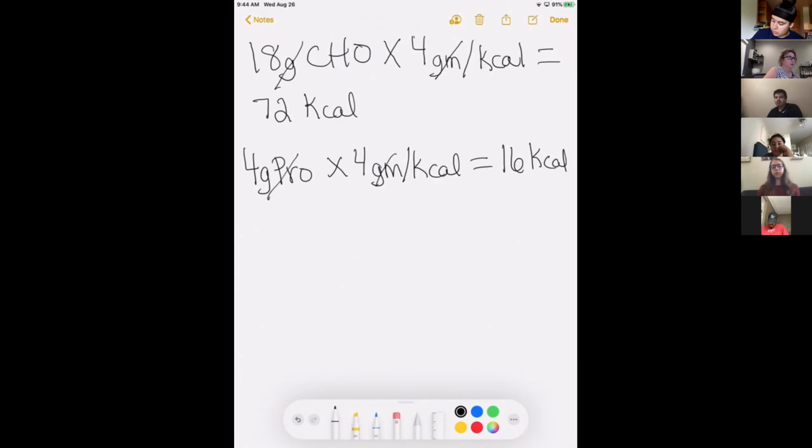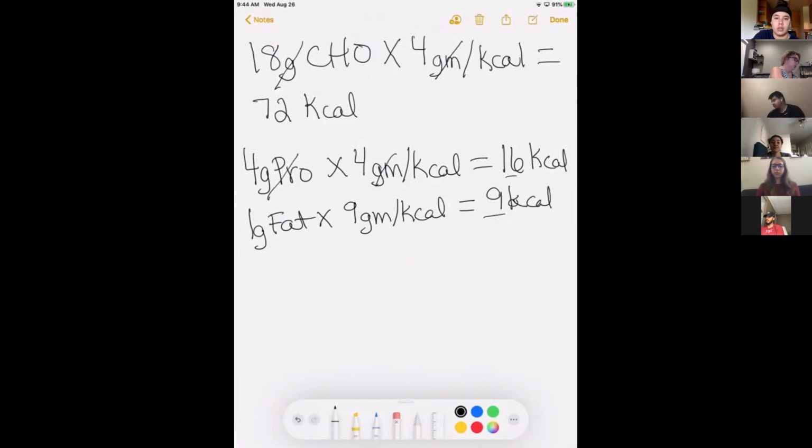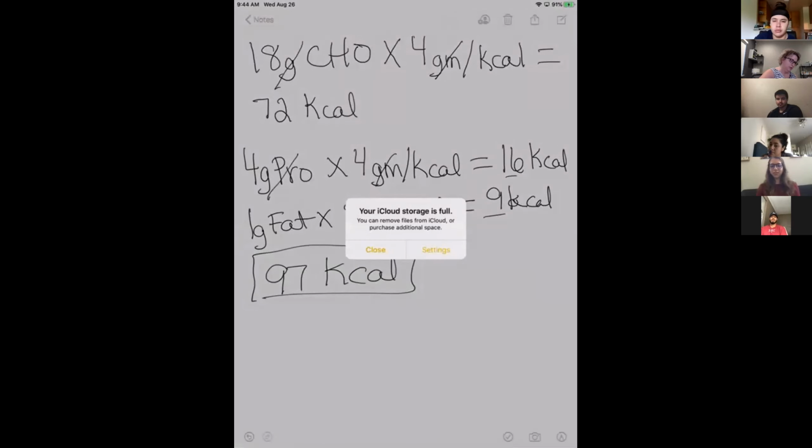And then I'm going to do it for my favorite, fat. How many grams is fat? 1 gram, thankfully. So I'm going to take that times what number this time? 9. Very good, 9 kcals per gram. And so that gives me 9 kcals. Now when I add 9, 16, and 72, I should get 97, and that is what I'm showing was the answer. Okay, so that is good here.